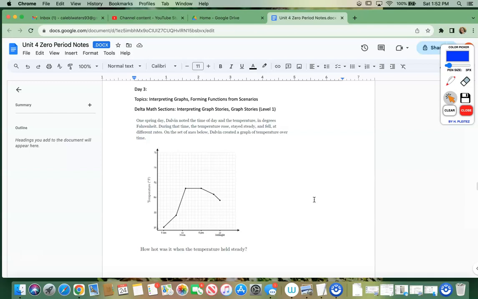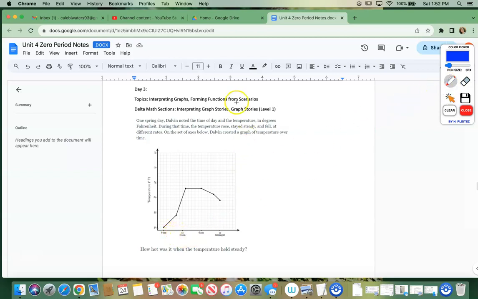This one says, one spring day, Dalvin noted the time of day and the temperature in degrees Fahrenheit. During that time, the temperature rose, stayed steady, and fell at different rates. On the set of axes below, Dalvin created a graph of temperature over time. Okay, so here's time. Looks like this is like 6 a.m. early in the morning, noon, 6 p.m., 12 midnight. So it looks like it's probably going by about ones, because this would be 7 a.m., 8 a.m., 9 a.m., 10 a.m., 11 a.m.